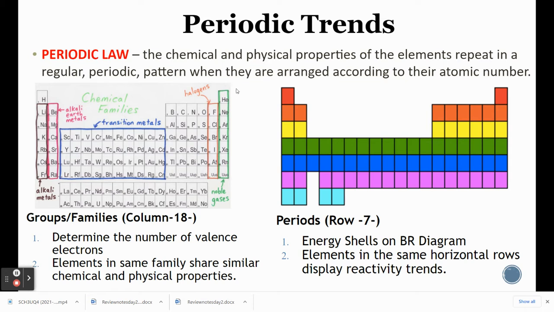And one of them is the fact that they have a full valence shell, making them very stable, or inert. They're not very reactive. So that's one of the first bits of information you need to know about the periodic table and how it's organized.